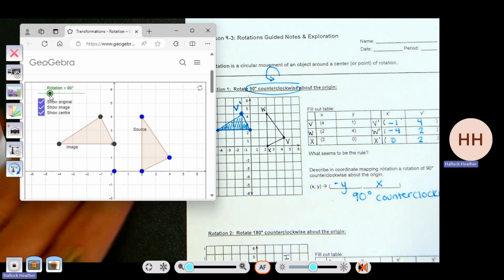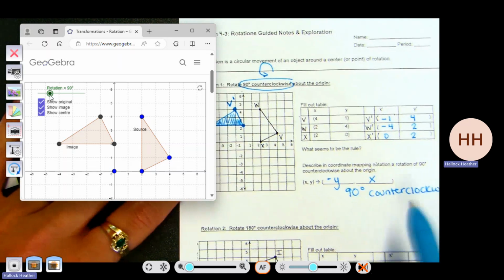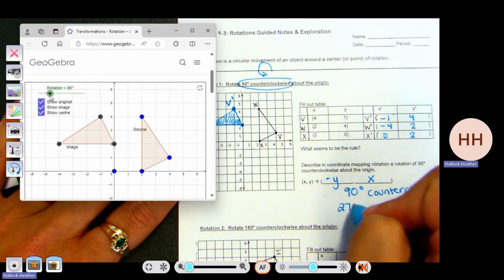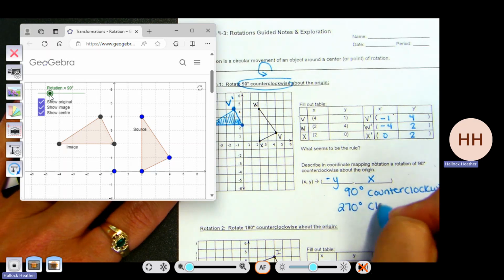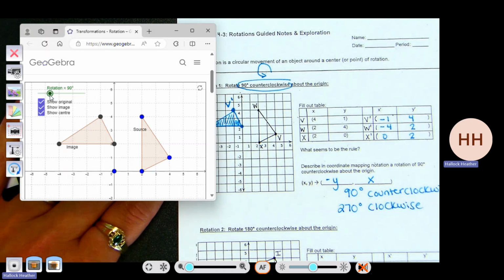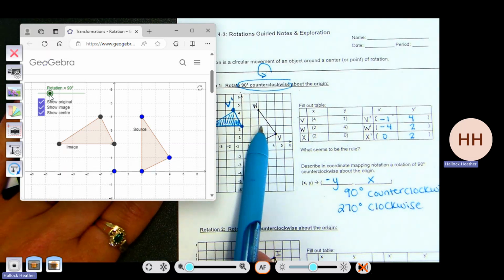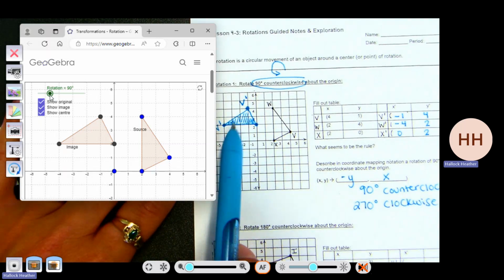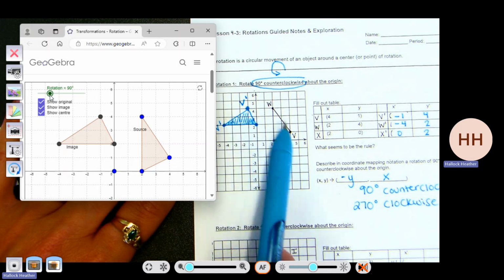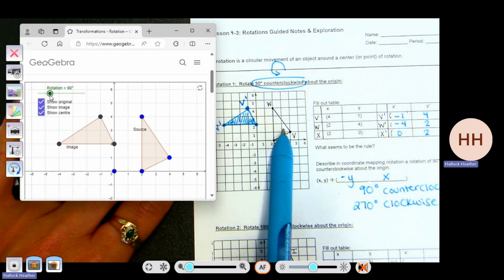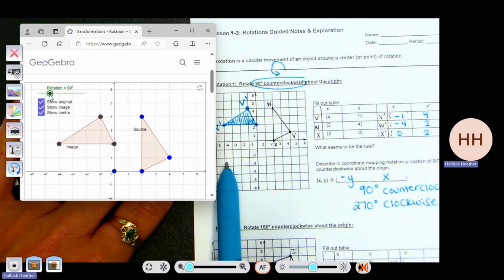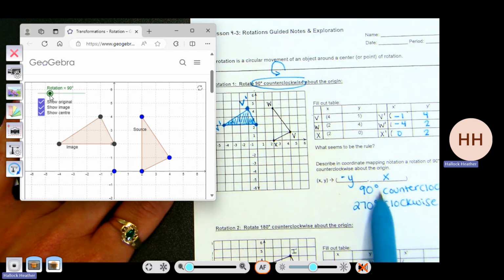Okay. So this is going to be the same rule as going 270 degrees clockwise. On the website, you can't go clockwise at all. But if you think about it, if you started here and you're moving 90 degrees counterclockwise, you end up here, because it's one quadrant. If you move clockwise, you would have to move 3 quadrants. You would have to go 1, 2, and 3. So these are going to overlap. Both of these rules are going to be the same. So 90 degrees counterclockwise is the same as 270 clockwise.